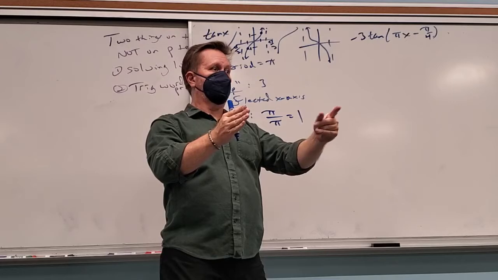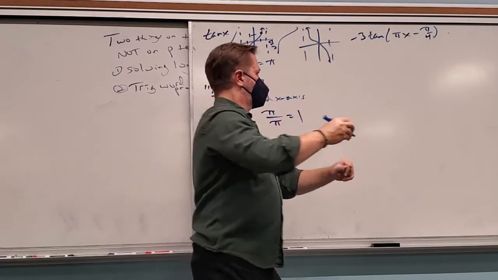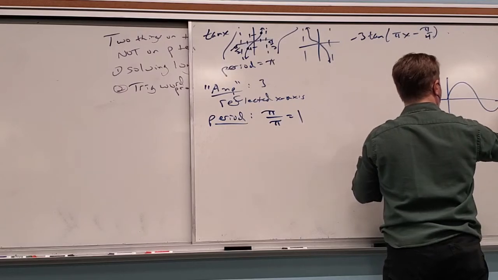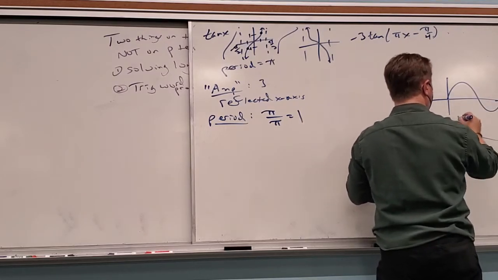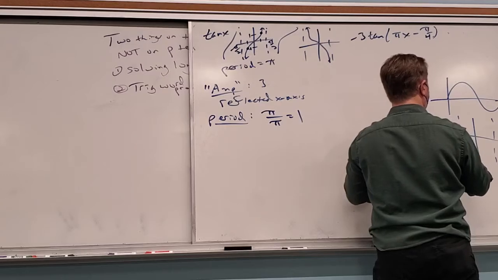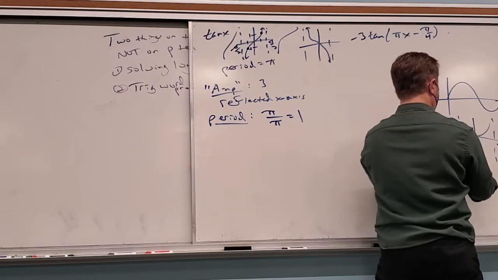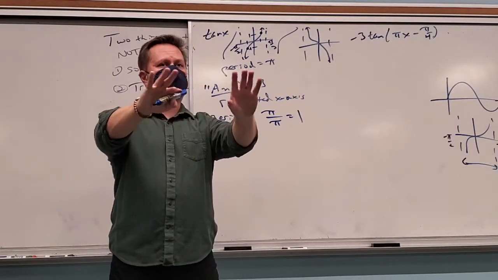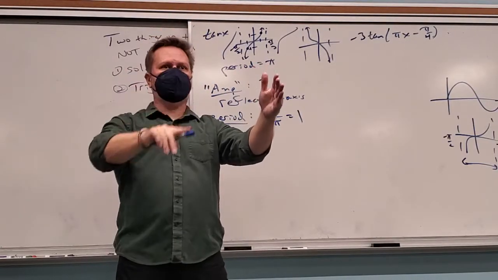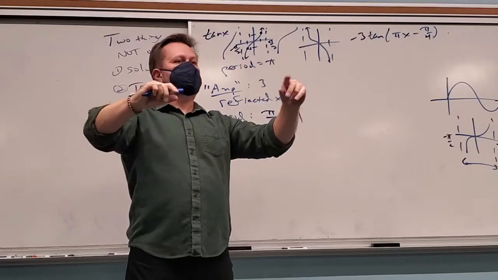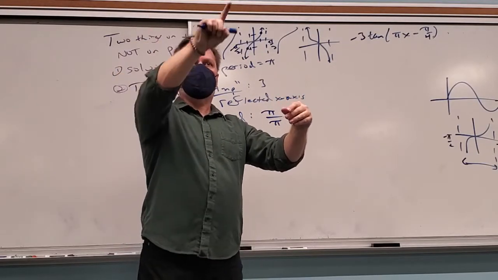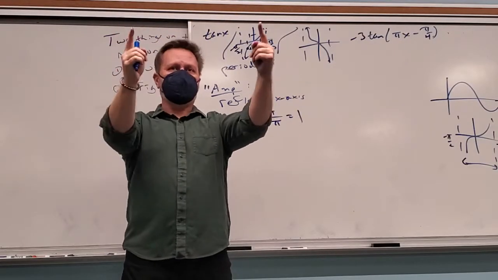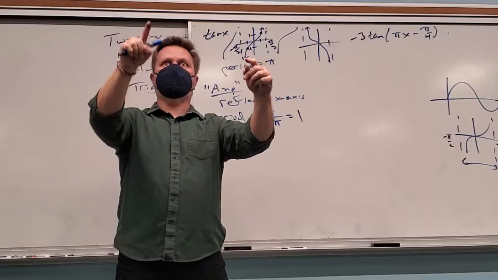So it's not 2 pi? Because again, cosine and sine take 2 pi to get through their whole thing. Tangent only takes pi. So tangent, cotangent, period's pi, because that's how long it takes for it to get through its stuff. And then it just repeats that. Sine, cosine, secant, cosecant, they're all 2 pi because it takes 2 pi for them to get through their whole cycle.